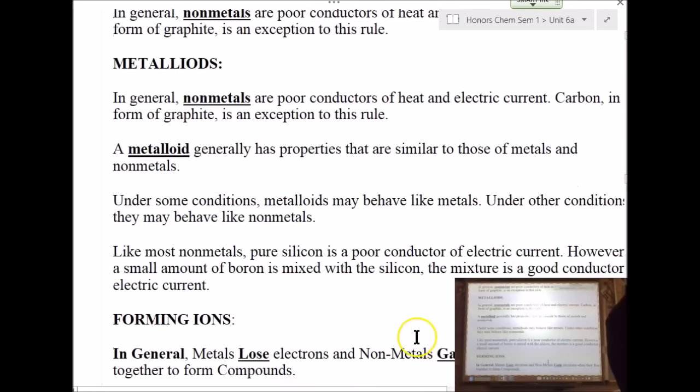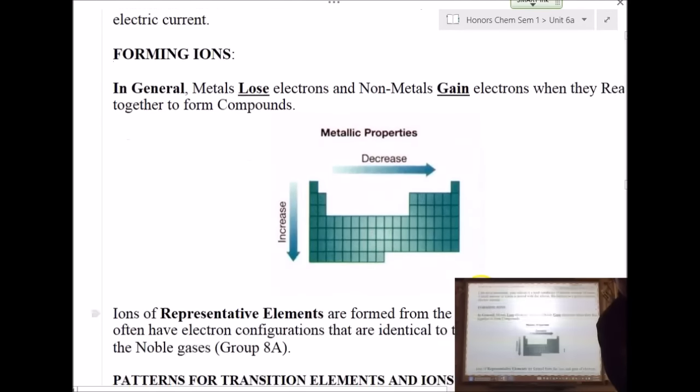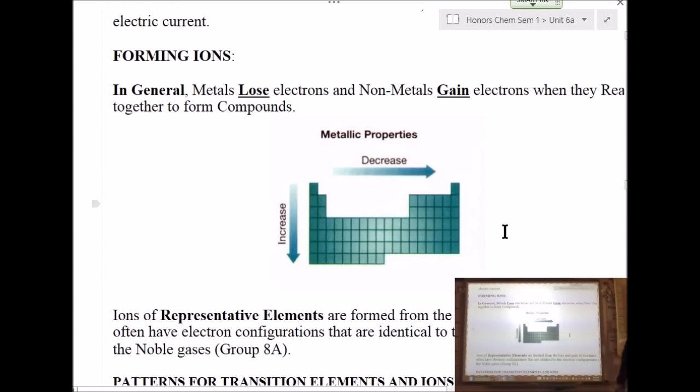Metalloids, this is the only time I'm going to talk to you about metalloids. Generally speaking, they behave more like nonmetals than they do metals. In other words, they're not very good conductors of electricity by themselves. Like silicon is used in silicon chips, but it also has to have some boron mixed in with it to make it a good conductor. And again, metalloids lie right on that stair step, and they go back and forth on there. But that's all I'm going to say about that. So you will not see metalloids on the test. Forming ions, this you will see on the test.